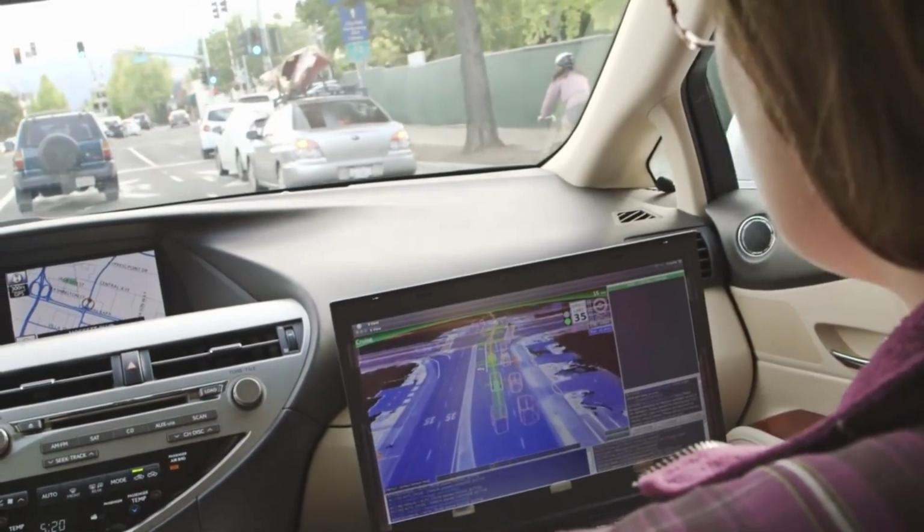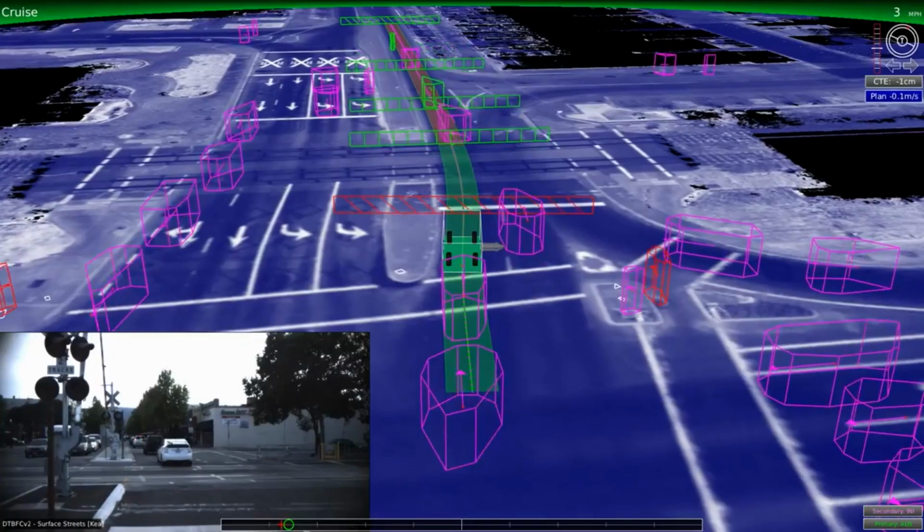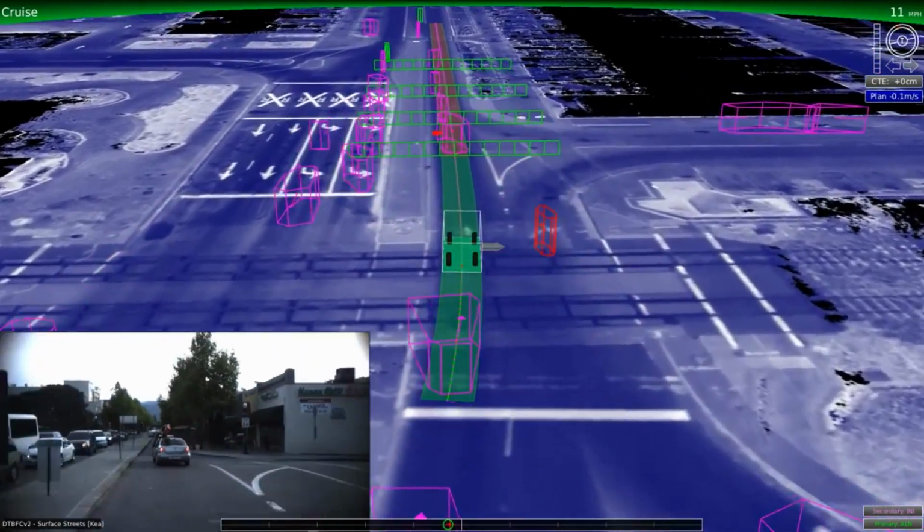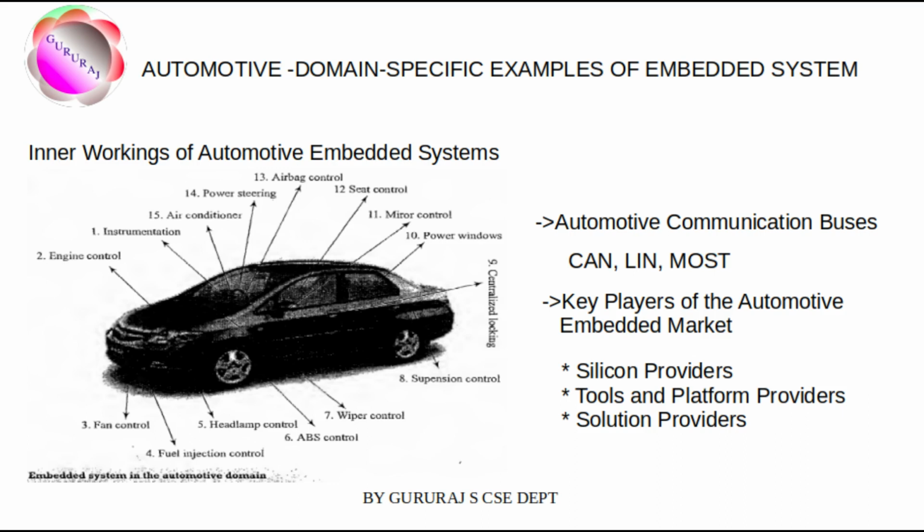So, inner working of automotive embedded systems. Automotive embedded systems are ones where electronics takes control over mechanical systems. The presence of automotive embedded systems in a vehicle varies from simple mirror and wiper control to complex airbag controller and anti-lock brake system (ABS).